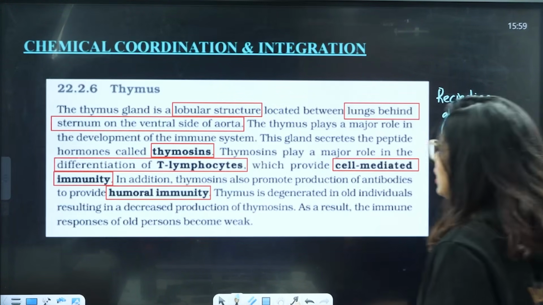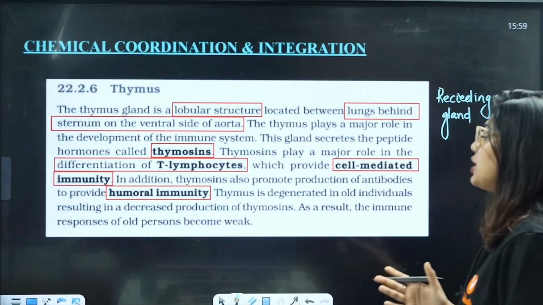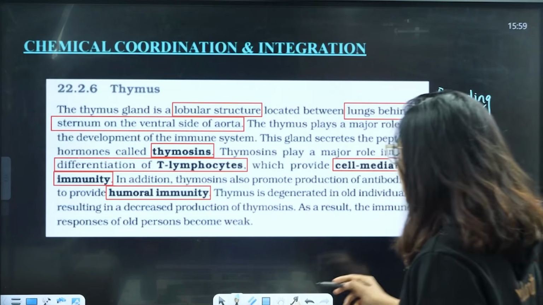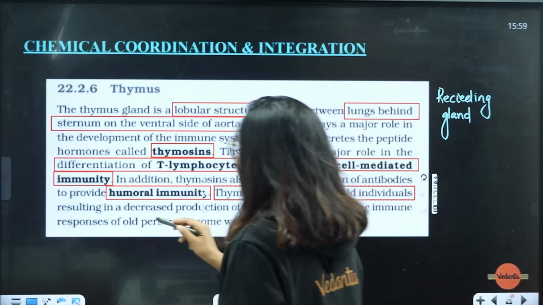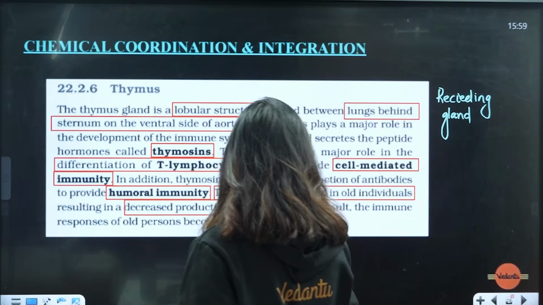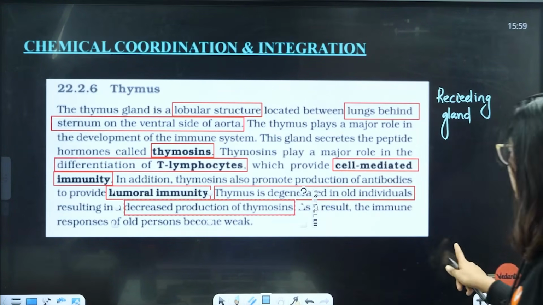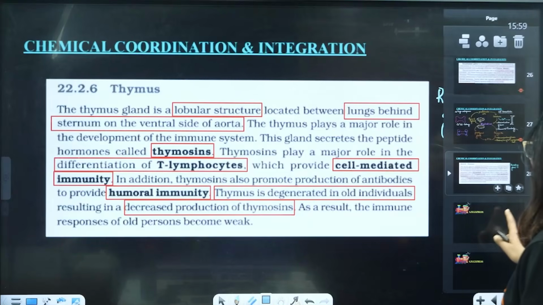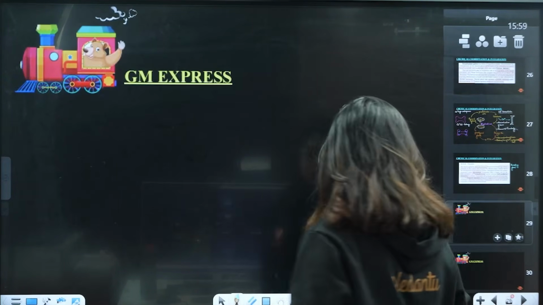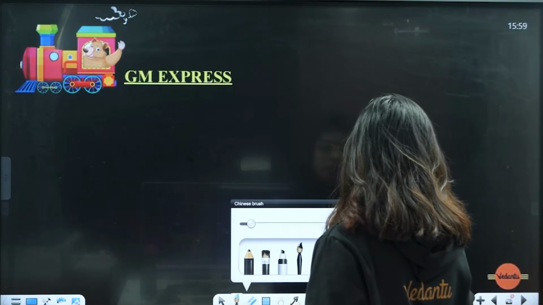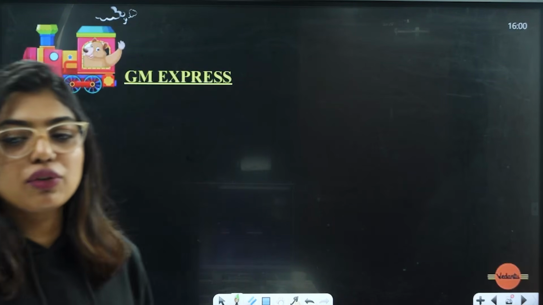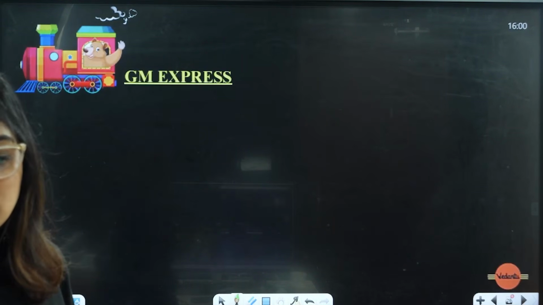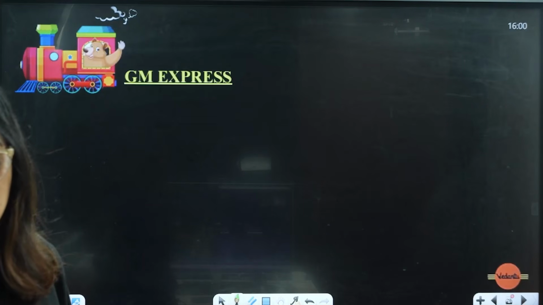So here the thymus is degenerated in old individuals, resulting in decreased production of thymosin. As a result, the immune system in old people is very, very weak. This we already know, no? Yes, ma'am, we already know that old people have a weak immune system. Why? First of all, because of old age. Other than that, also because of their thymosins. Clear?